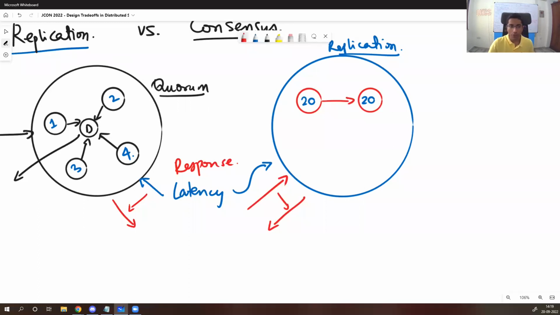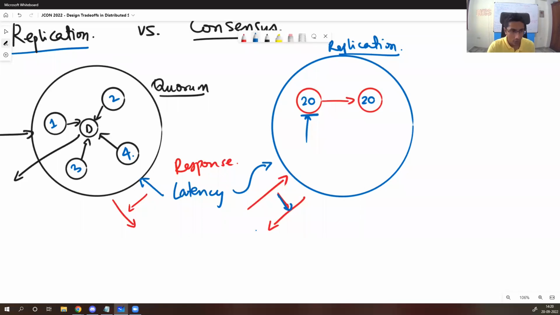If it's response, then what's going to happen in this kind of system is usually you just ask the main node, the leader node, what is the... leader won't be the right word to use here, primary, let's say. The primary node, what's the data? 20. Okay, give a response immediately. So the latency here is a little low, while if you ask the same question over here, what is the data?